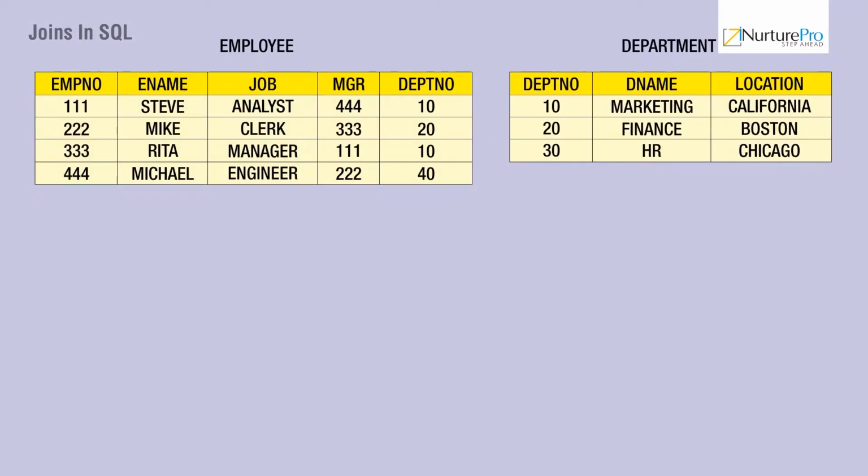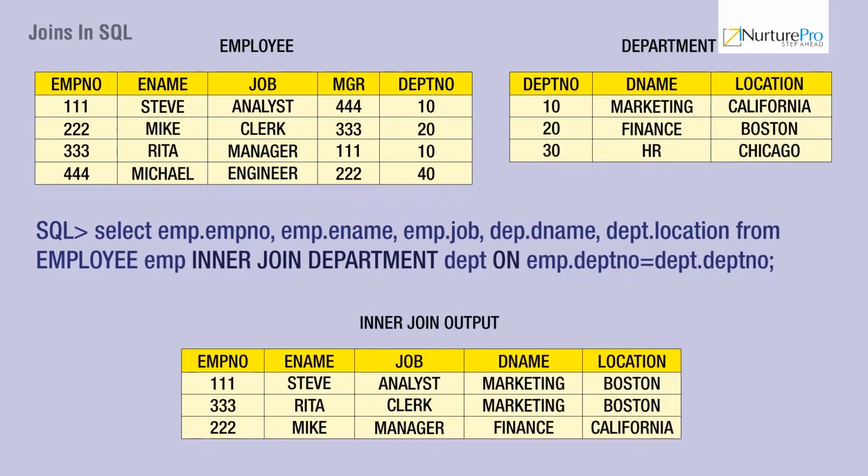To understand inner join, let us take an example of a department table and an employee table which is shown on screen. By applying the inner join query on the department table and the employee table, the records that match with the department number value on both the tables will be returned.